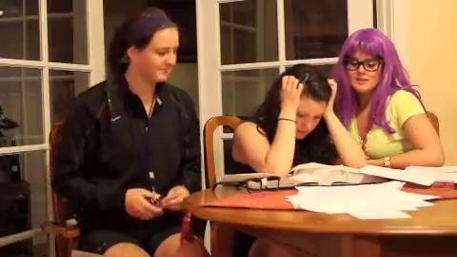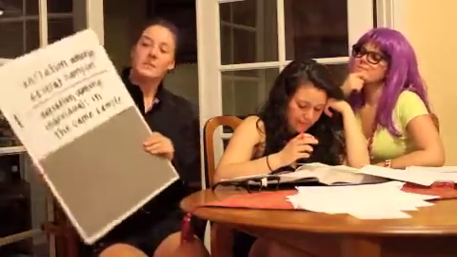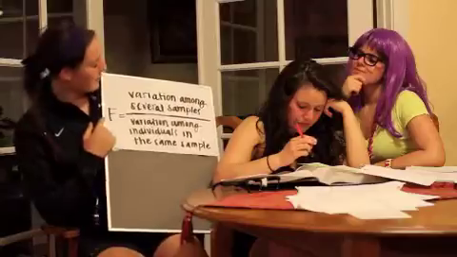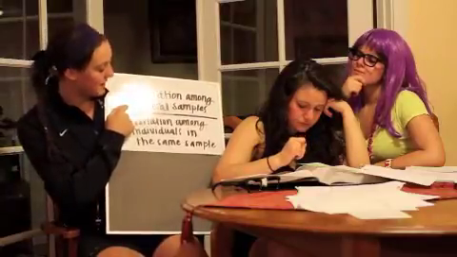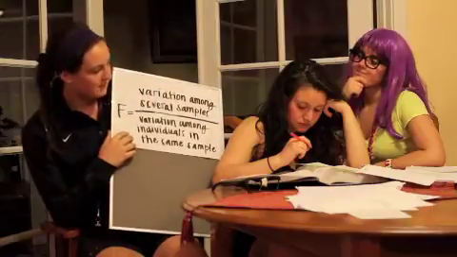F-tests are used to compare several means, and the null hypothesis means that there is no difference between the means. The alternate hypothesis means that there is some difference between the means, and not all means are equal. See? F equals the variation among several samples over variations of individuals in the same sample.